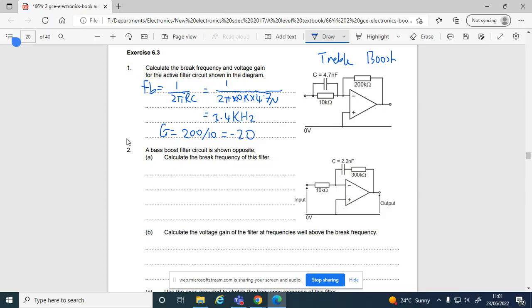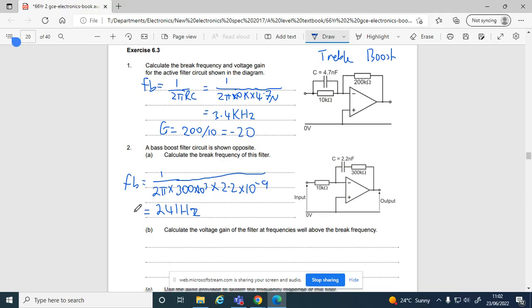Bass boost filter, calculate the break frequency, dead easy. 1 over, I'll write the whole thing out now. So it's 2 pi times your 300 times 10 to the 3, multiplied by 2.2 times 10 to the minus 9 because it's nano. Plug those into your calculator, press your equals button, and looking at the answer there, I get 241 hertz. It will be a low value if it's a bass type filter because you want the break frequency to be around the low frequencies, not the high frequencies.